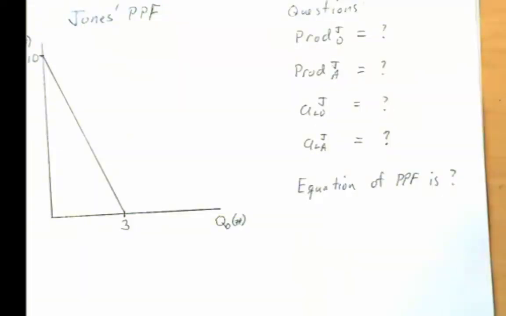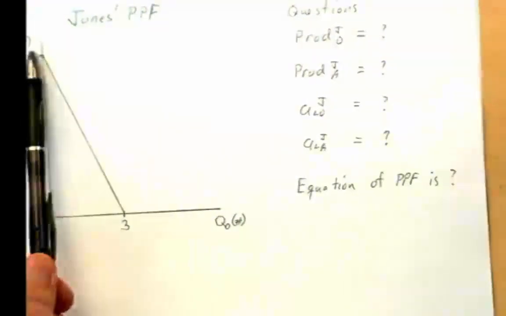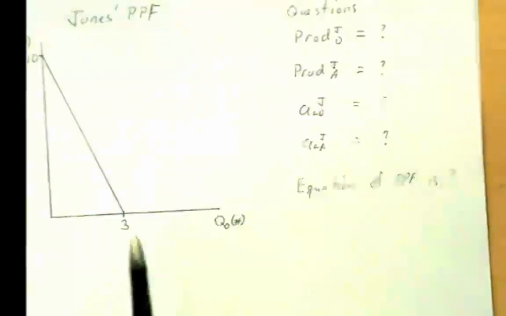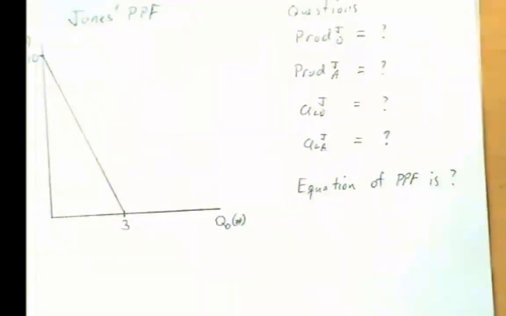Next. Jones is another individual. We're going to imagine that Jones can produce apples and oranges, just like Smith. We're going to give Jones the same amount of labor input. The labor endowment is 1 hour for Jones as well. We don't have to do it, but we're going to do that just for simplicity. But we're going to assume that Jones's production possibility frontier looks a little bit different. And in fact, it looks like this. So Jones's PPF intercepts the apple axis at 10, and it intercepts the orange axis at 3.